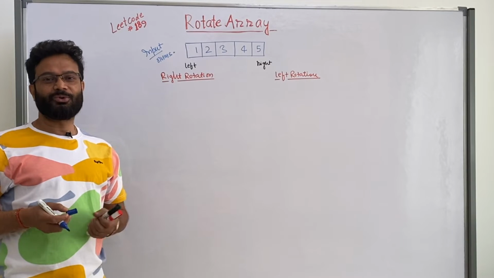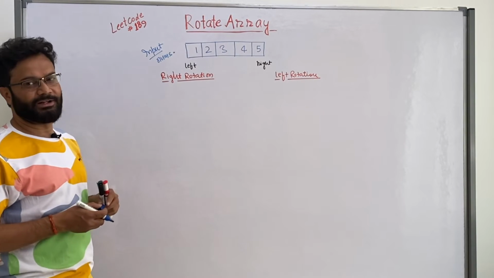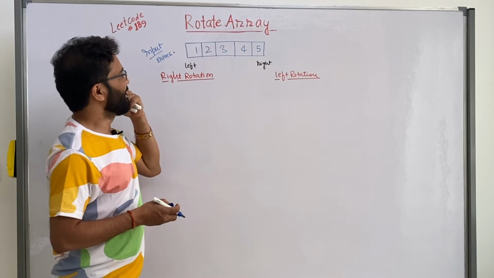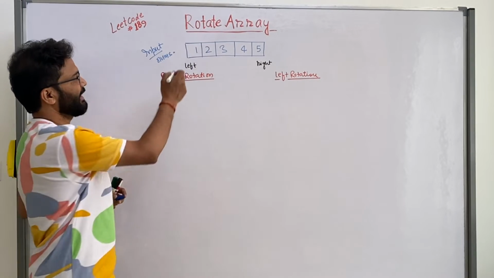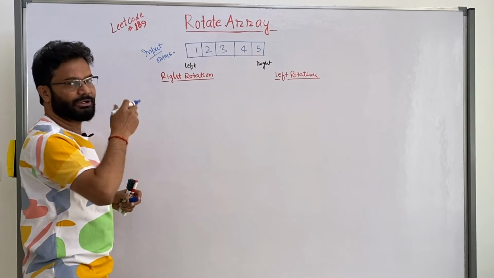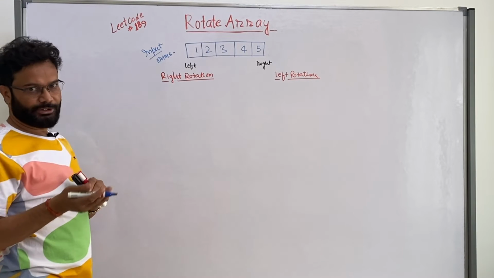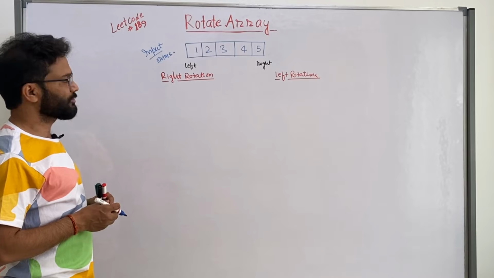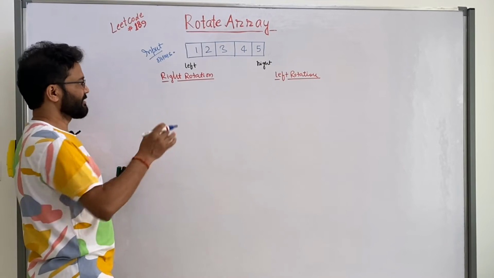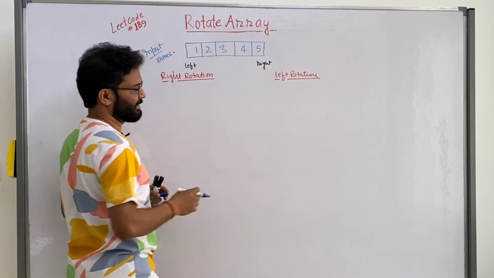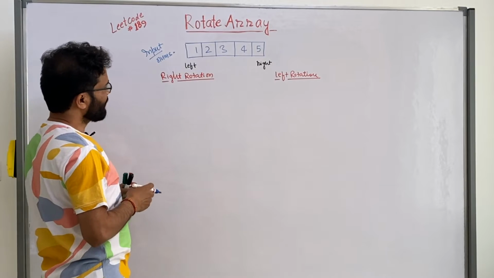In this video, we are going to solve LeetCode 189 problem, Rotate Array. If you are given one array 1, 2, 3, 4, 5, that could be sorted or that could not be sorted, and you have to rotate it. So the obvious question comes: which direction of rotation, right side or left side? Let me tell you what is the difference.